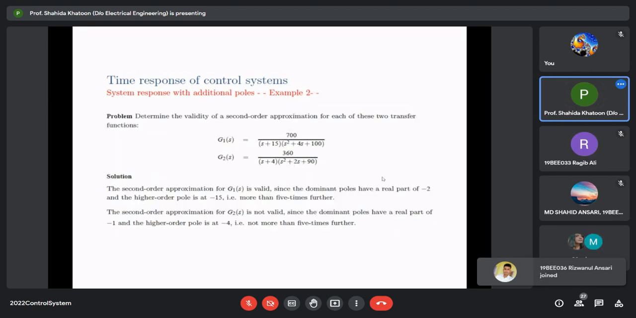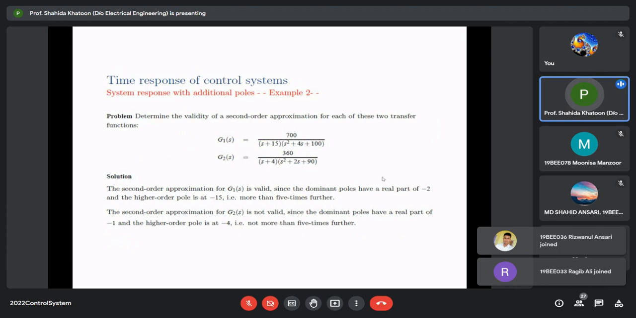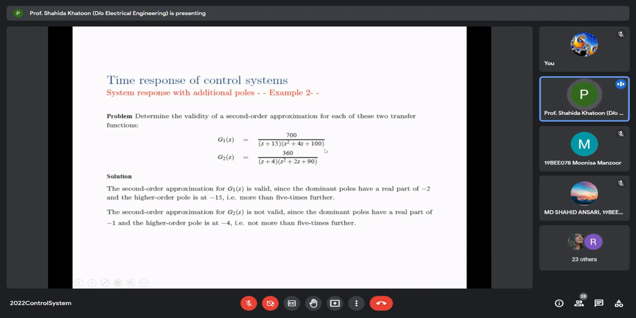Okay. So now let us do another example. This example also I had given you in the class as a home assignment. This is G1(s) equal to 700 upon (s plus 15) into (s square plus 4s plus 100). Okay, so the second order approximation for G1(s) is valid since the dominant poles have a real part of -2.